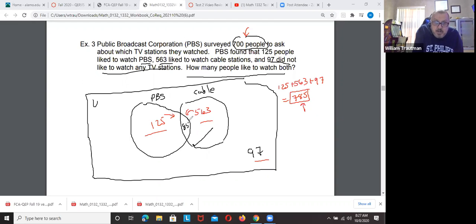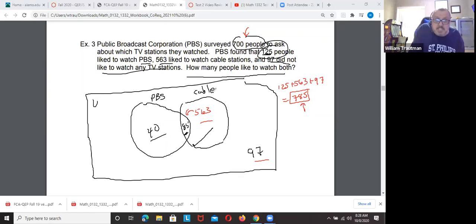85 goes in here. Now, once again, 125 like PBS. Back at the top, it says 125 like PBS. If I have 85 here, 125 minus 85 is 40. So I'm changing this PBS number to 40, because now I have 40 and 85 and PBS equals 125. That's why I put them in red at first.